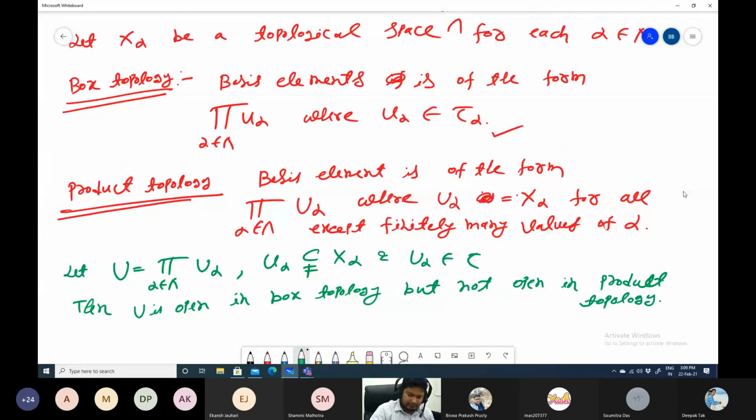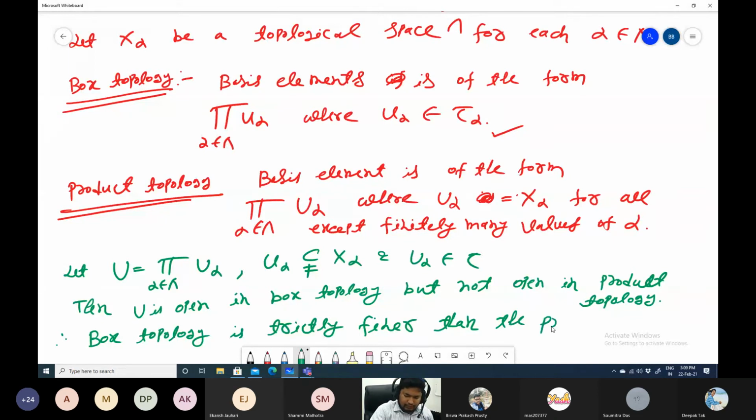Okay, so that means box topology is strictly finer than the product topology. Okay, now I told you last time why we have these two kinds of topology.